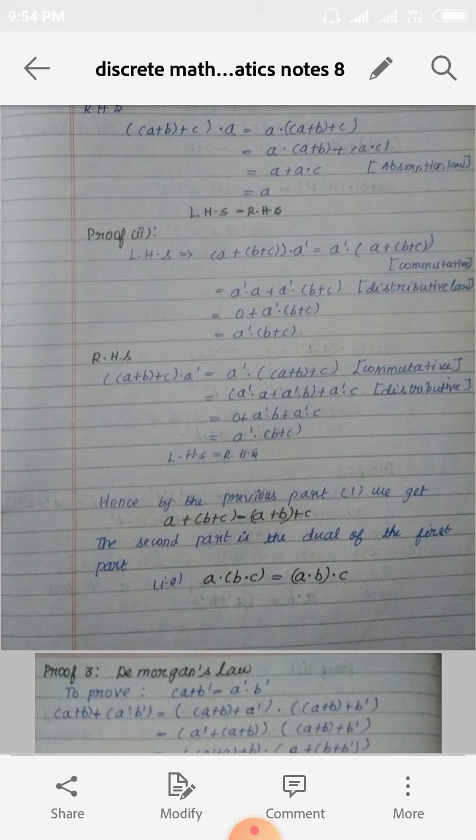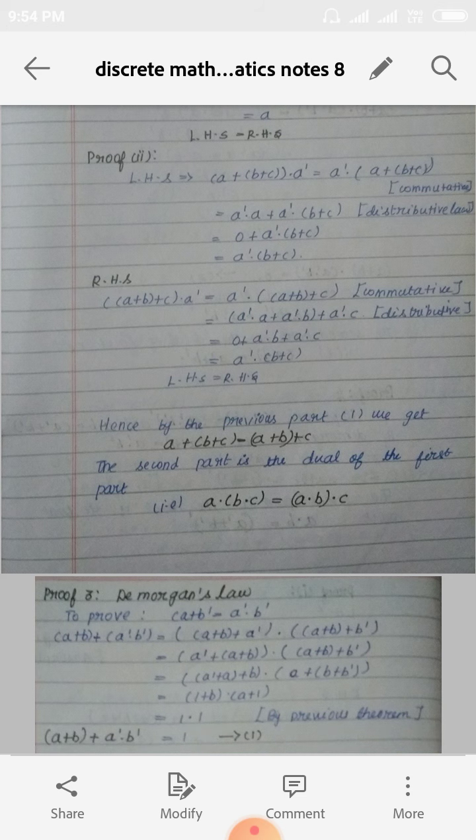Take the left hand side. What is the left hand side? a plus of b plus c dot a dash. This is nothing but a dash dot of a plus of b plus c. Just apply the distributive property. We get a dash dot a plus a dash dot b plus c. So we get 0 plus a dash dot b plus c. So we get a dash dot b plus c.